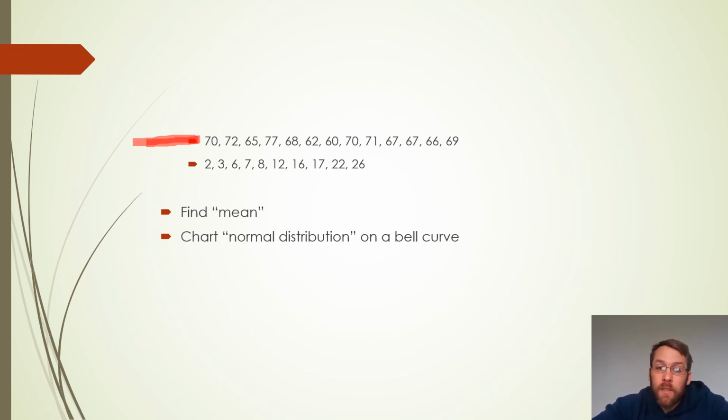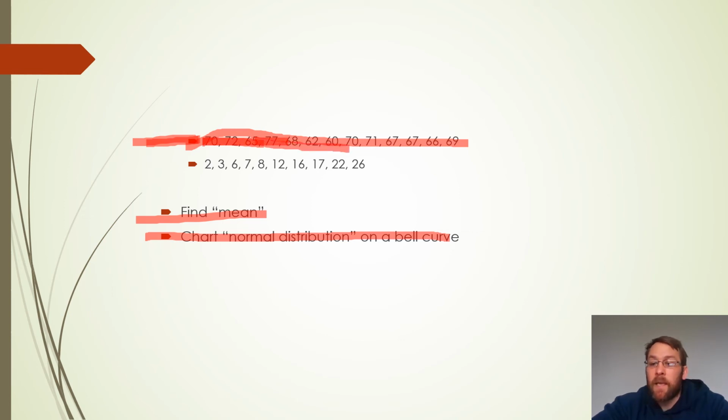All right. So what you want to do with this data set is find the mean for these numbers, and then make a normal distribution bell curve with regard to 1, 2, and 3 standard deviations. So if you want to pause the video right now, cool. I'm going to show you in the next 5 minutes what this looks like when it comes to taking the data set that you have and charting it on a normal distribution bell curve.